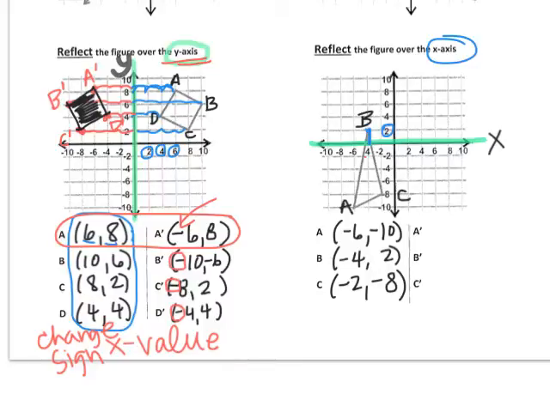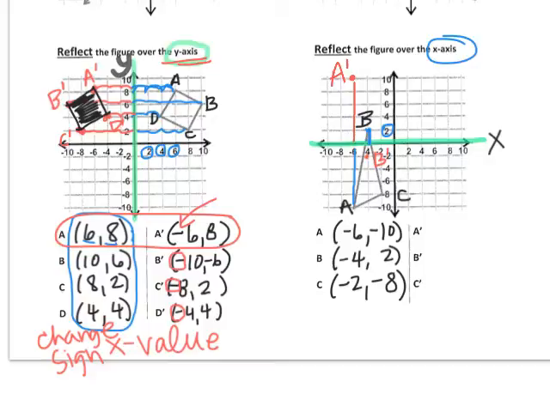We're going to come down here and plot B prime. Okay, so we're 2 units below that line of reflection. Let's do the same thing for point A. So for point A, we were at -6, -10. We're going up 10 units, and then we have to go past that line of reflection another 10 units in order to get our A prime point. That's going to be way up here.